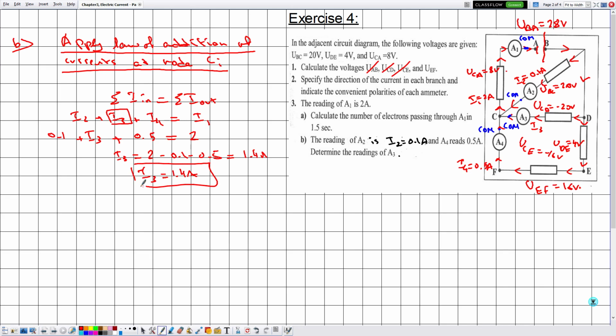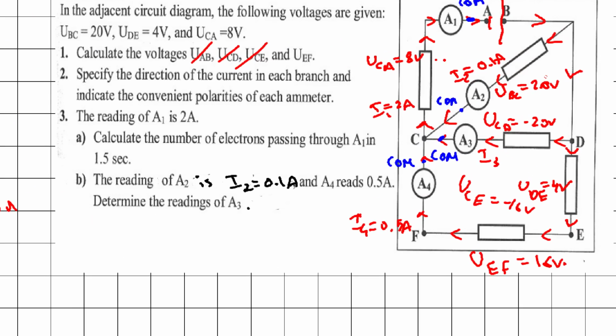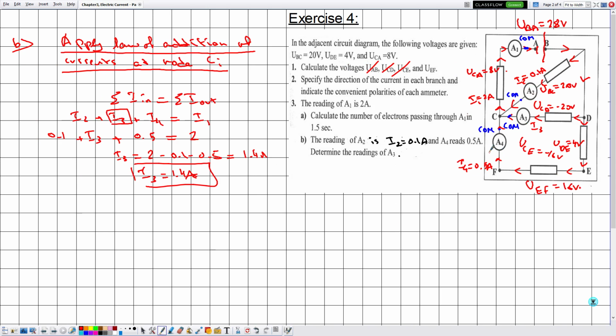Now why I have noticed that there is something wrong in this exercise, because notice that if I2 is taken to be 2 amperes, there is something wrong with the direction of these currents. But notice that the direction of these currents we have determined using the potential, which is correct.